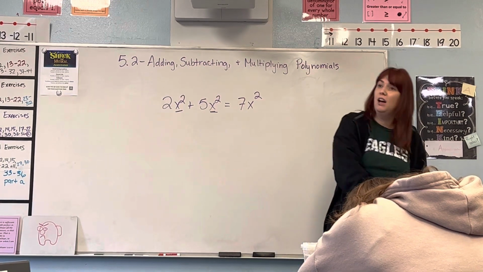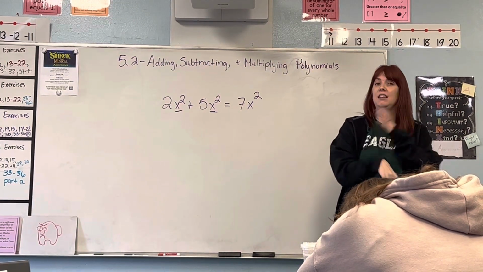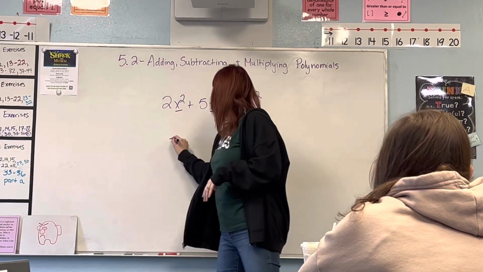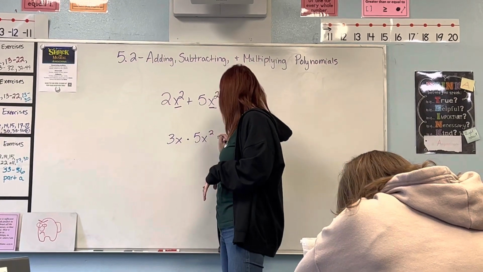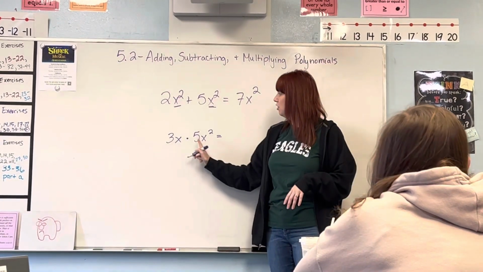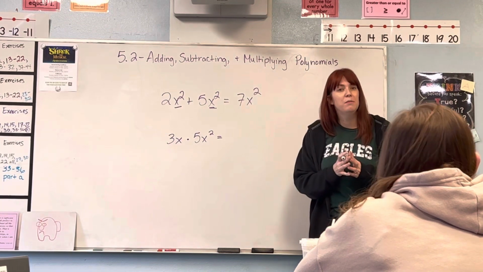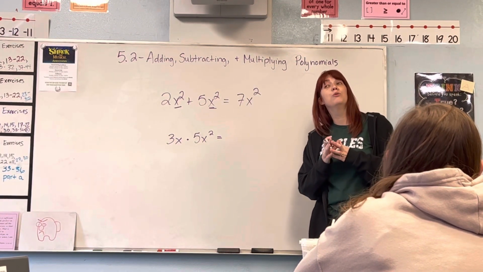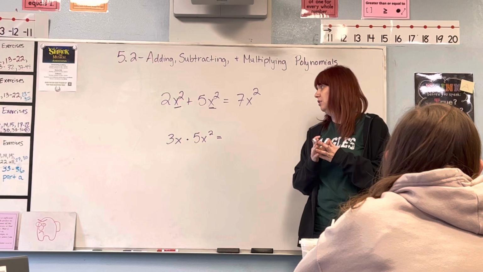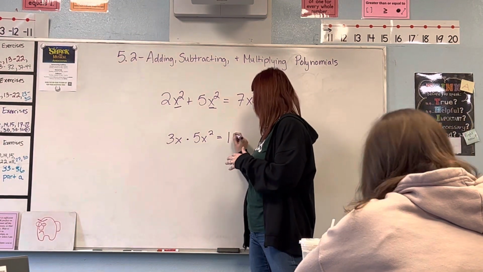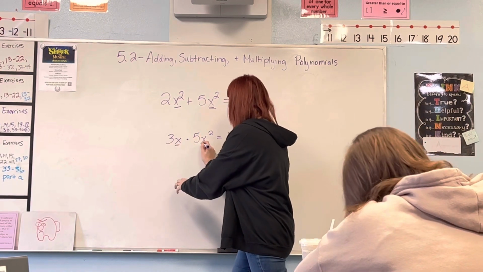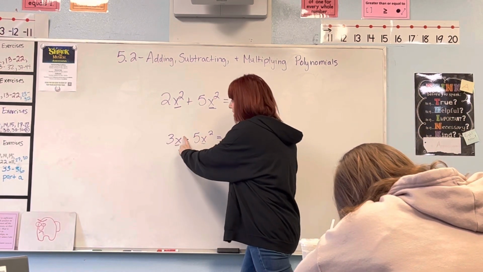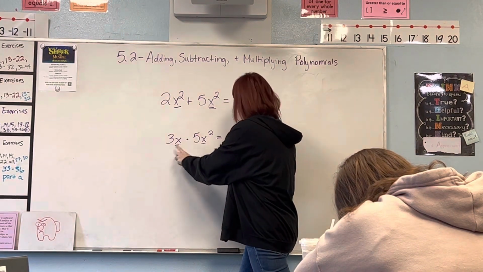When you're multiplying, you can multiply anything together. 3x times 5x squared. These are different terms. You can multiply them together. Do you remember the exponent rule? Would it be 15x to the third? Do you have to keep the same exponent? The rule is, if it's the same base, you add the exponents. Remember this exponent is invisible, it's a 1, right? So 15x to the third.